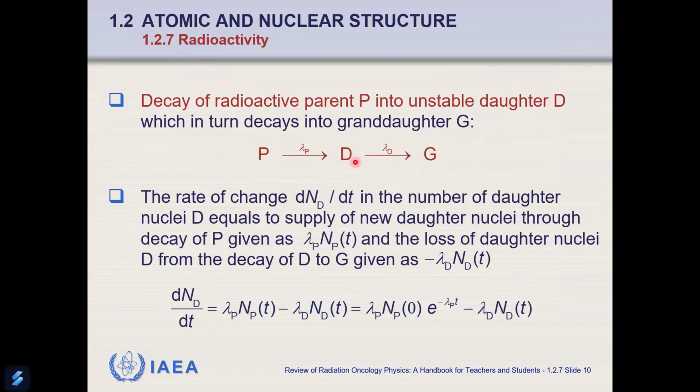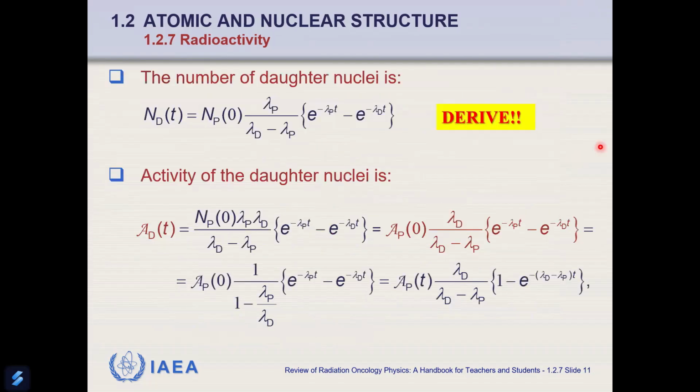The daughter, on the other hand, is going to be a difference of the formation from the decay of the parent and the decrease from its own decay. In other words, the daughter is being formed from parent decay, and on the other hand, the daughter is also decaying itself. So the daughter has a formation from the parent and it's also decaying. This is the rate of change of the daughter. What I want you to do is to try and derive this equation here, and we'll try to do it together.